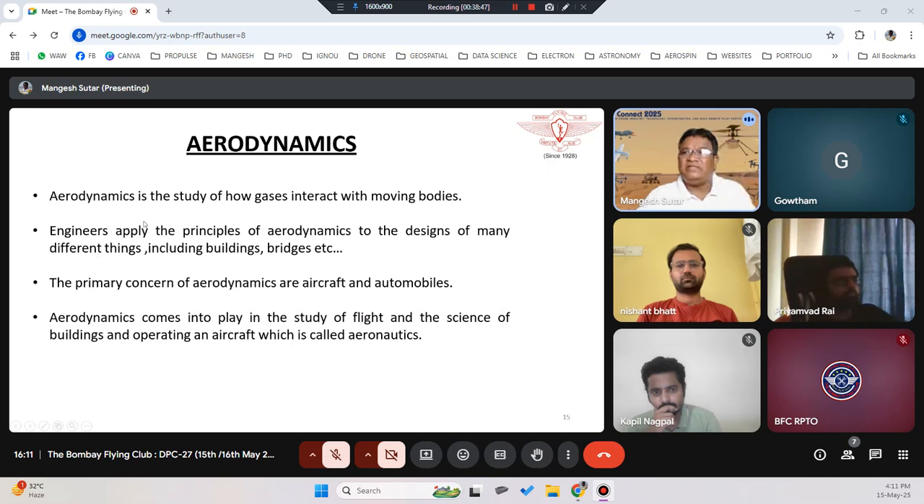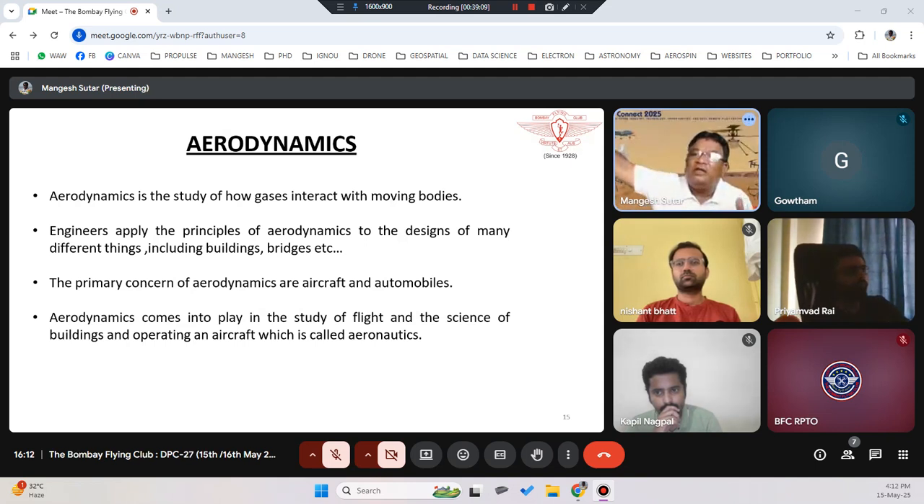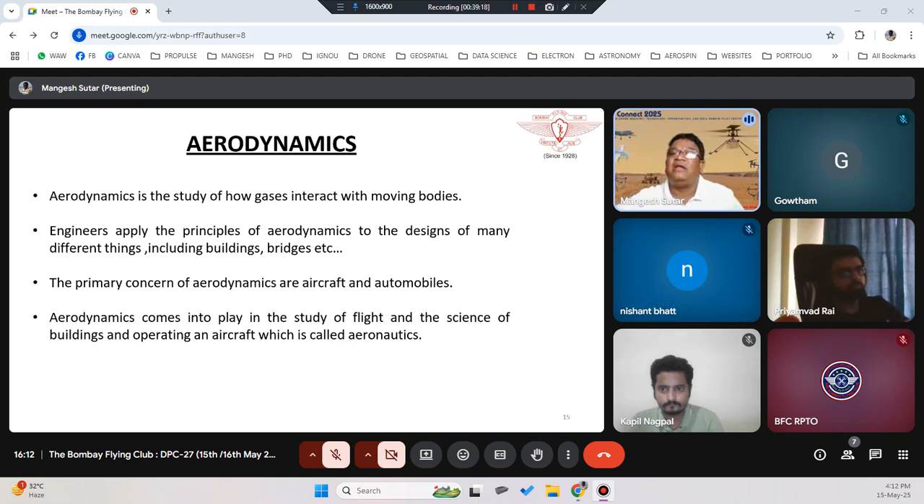So aerodynamics is the study of how gases interact with moving bodies. Engineers can apply the principles of aerodynamics to the design of many different things, as I told earlier, including buildings, bridges, or even cars. Okay, the primary concerns of aerodynamics are aircraft and automobiles. So you see the shape of your car. बोनेट आगे का छोटा रहता है, लेकिन पीछे जो डिक्की रहता है वो बड़ा रहता है, राइट. बिगर शेप रहता है. You can see the shape of the Innova car. Okay, Innova car is very aerodynamically designed.